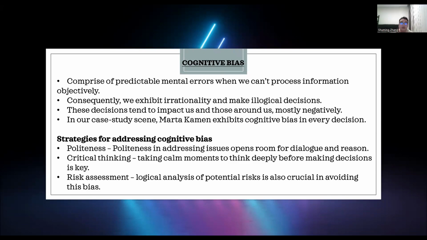There are some ways we can avoid cognitive bias. First is politeness. Politeness in addressing issues opens room for dialogue and reason. The second is critical thinking. Taking calm moments to think deeply before making decisions is key. The last one is risk assessment. A logical analysis of potential risks is also crucial in avoiding this bias.